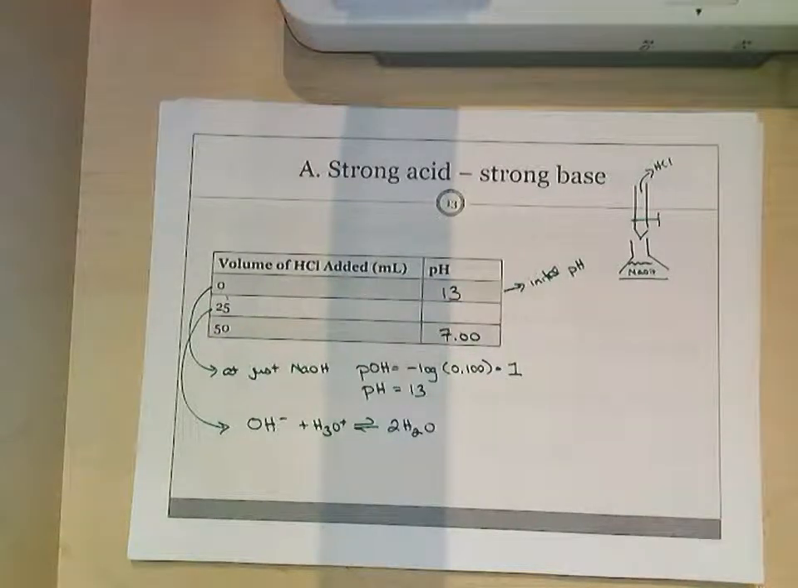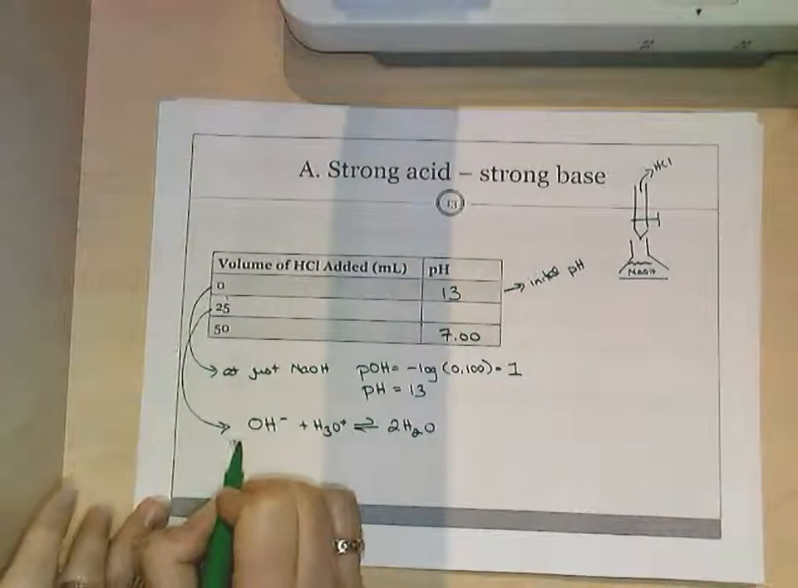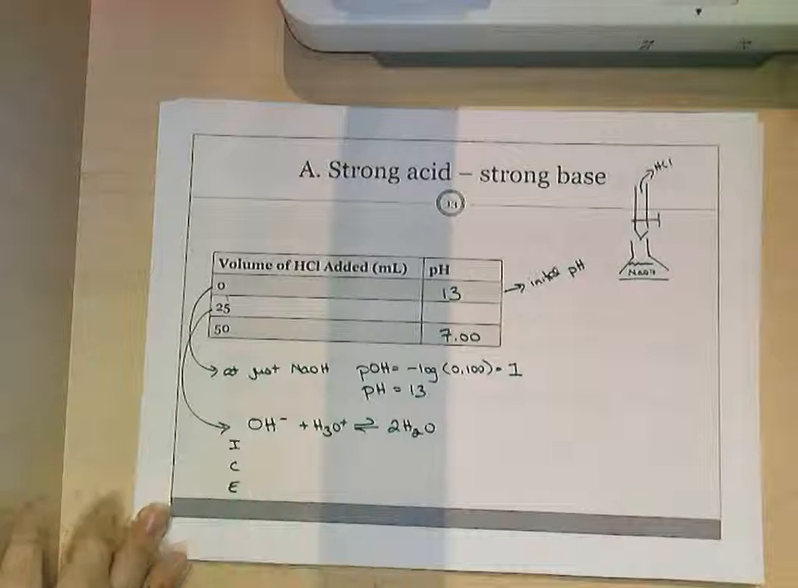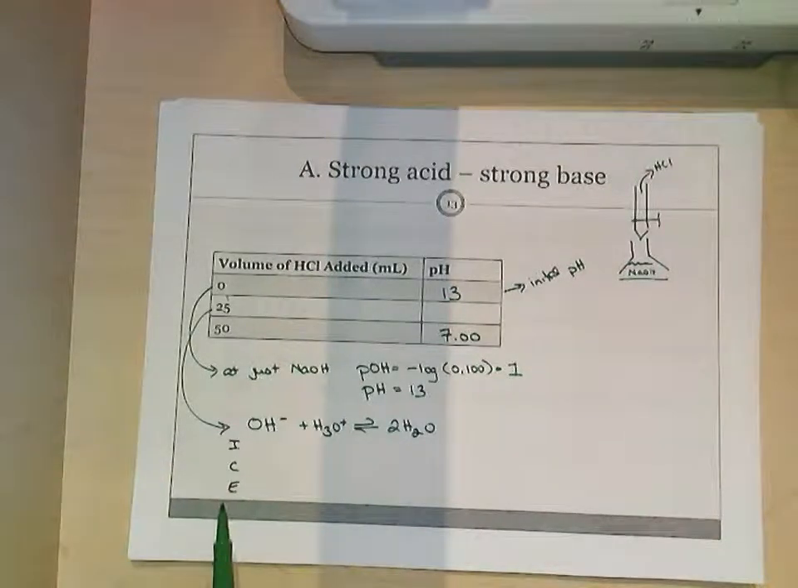The word equilibrium should make you think ice chart. We're going to need an ice chart. Because E stands for the equilibrium point, not to be confusing. All right, can we start on our equilibrium calculations yet?